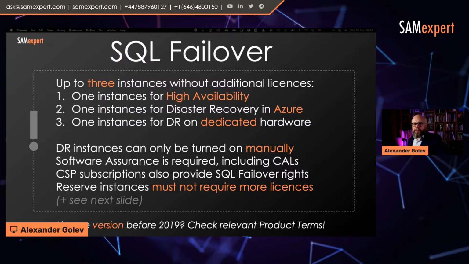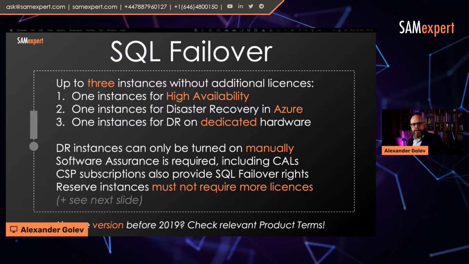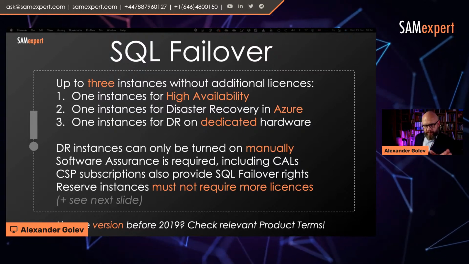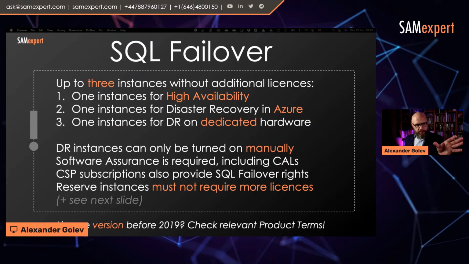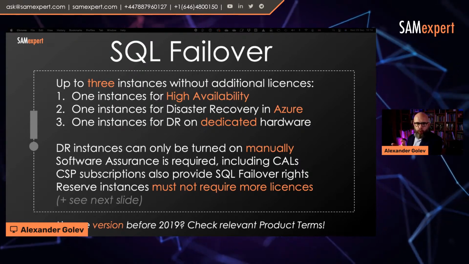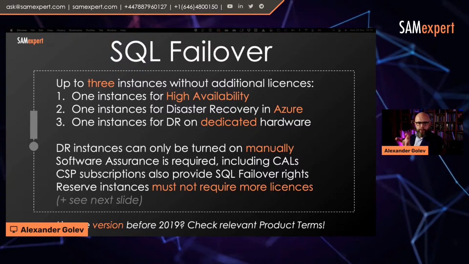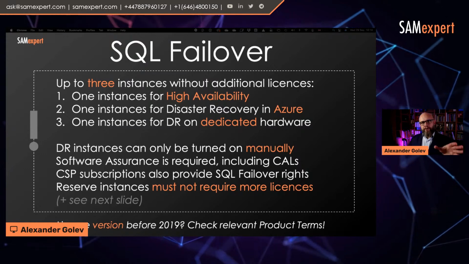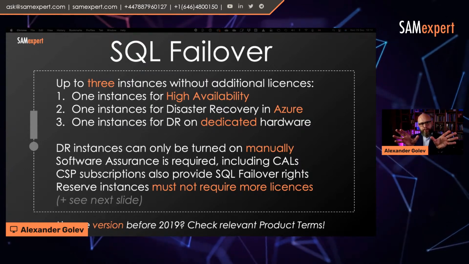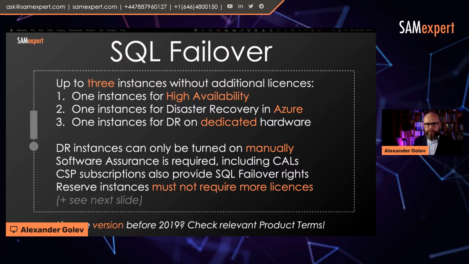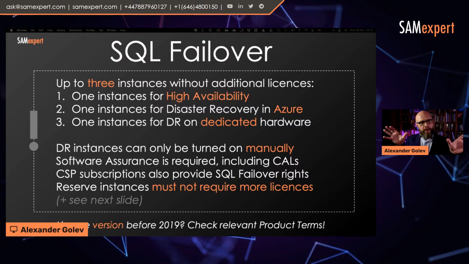Another caveat is that the reserve instances, those high availability and disaster recovery instances, may not require more licenses than the main one. What it means is, if the main one needs 20 cores to be licensed, reserved instance may not require 22 cores to be licensed. It must be either 20 or fewer. I usually advise my clients to have similar number of required cores in these configurations. So, all these doubts just go away. Just maintain a similar number. Like to like.